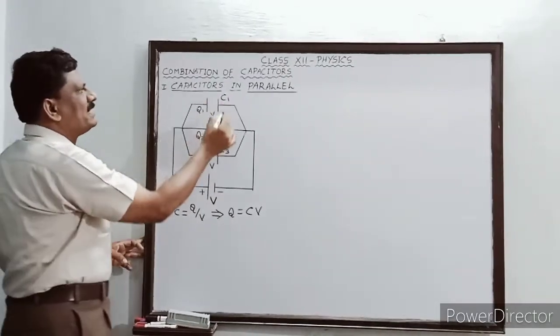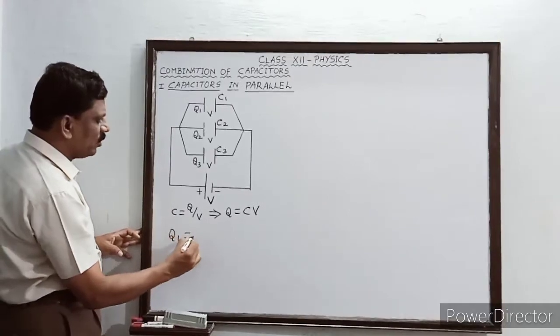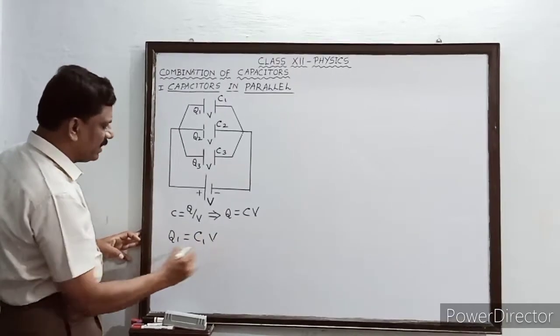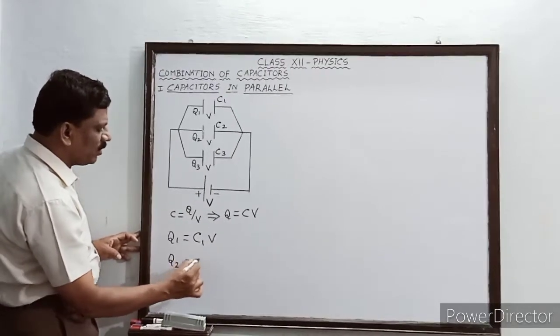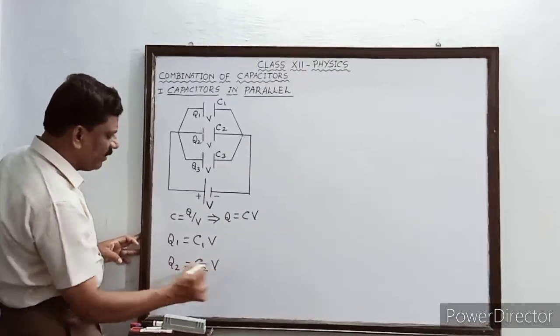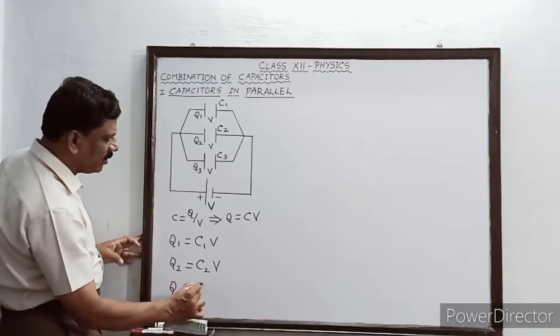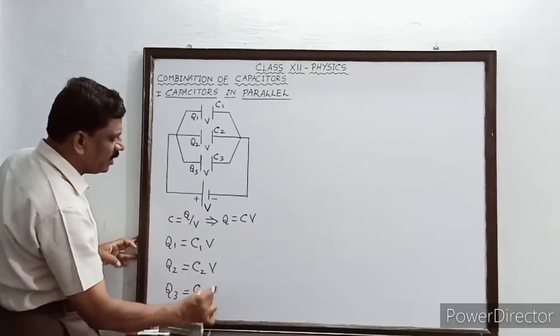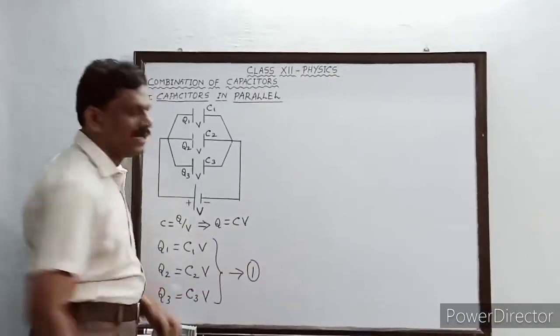So for the first capacitor, Q1 must be equal to what? C1 into V. And for the second capacitor, Q2 must be equal to what? C2 into V. Similarly, for the third capacitor, Q3 must be equal to C3 into V. This I call the first step, or equation 1.